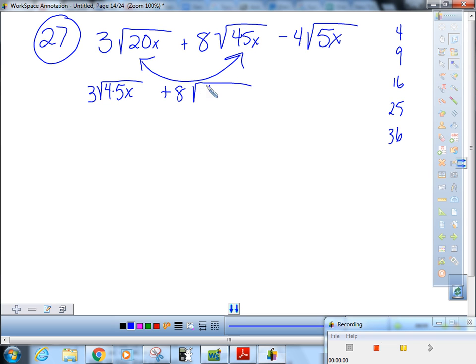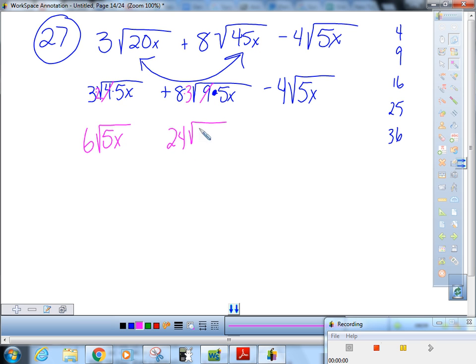This is 9 times 5x. Well, look, they're all going to be 5x's. So that's another thing. As you do these more often, you get used to some of the tricks of the test. So the square root of 4 is what? It's 2. Remember, you multiply those. So that says 6 times the square root of 5x. The square root of 9 is 3. So this is 24 times the square root of 5x, and that's a positive 24.